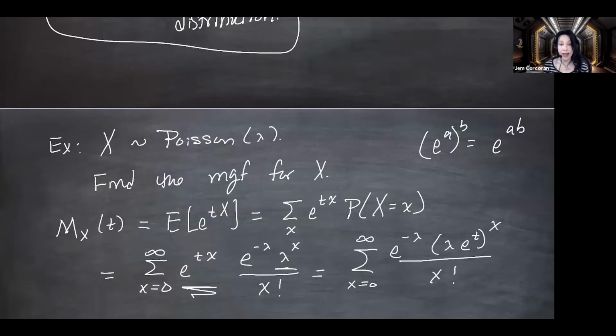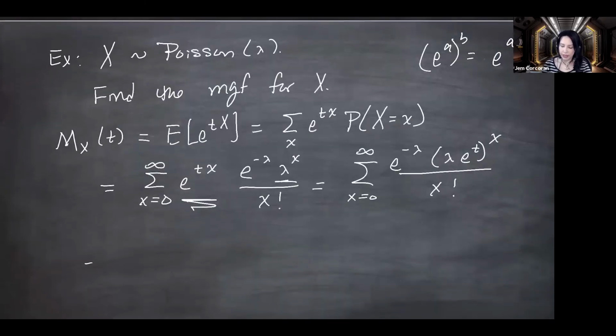And this is starting again to look like kind of a Poisson probability mass function. It's just that in place of what used to be lambda to the x, we have this whole thing to the x. So if we plug that whole thing, that lambda e to the t, in for every lambda, then we would actually have a probability mass function that sums to 1.